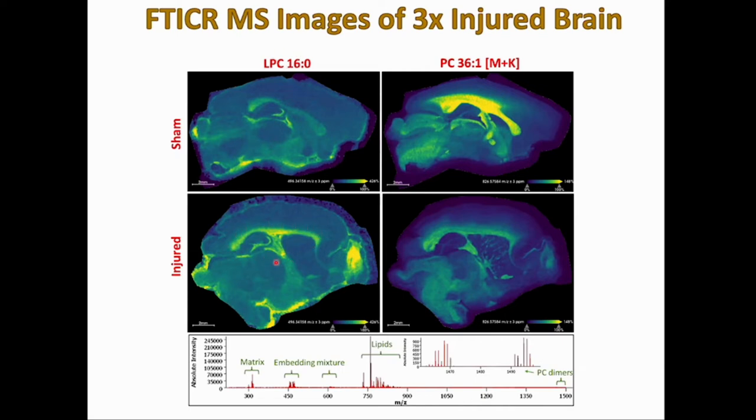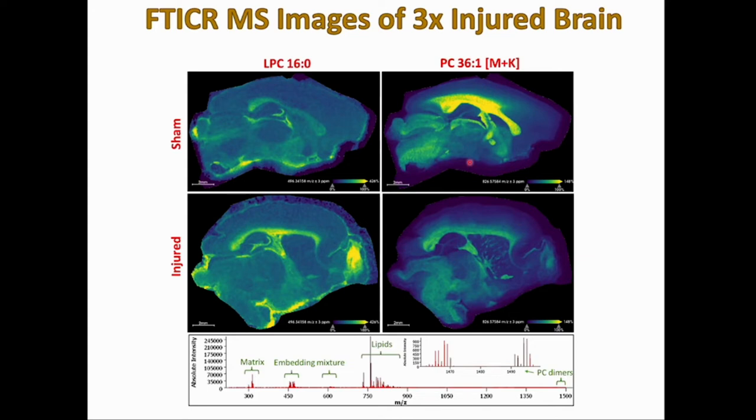The reason why lyso-PCs are interesting is because lysolipids are produced by hydrolysis of other lipids. So effectively, what you're seeing is the cleavage of lipids, and that is because of activation of specific enzyme systems following TBI. This is another lipid, and it's interesting because this is a phosphatidylcholine, so it's typically a membrane lipid, but this is the form of the phosphatidylcholine that is attached to a potassium ion. And you see how different it is between the sham and the injured animal.